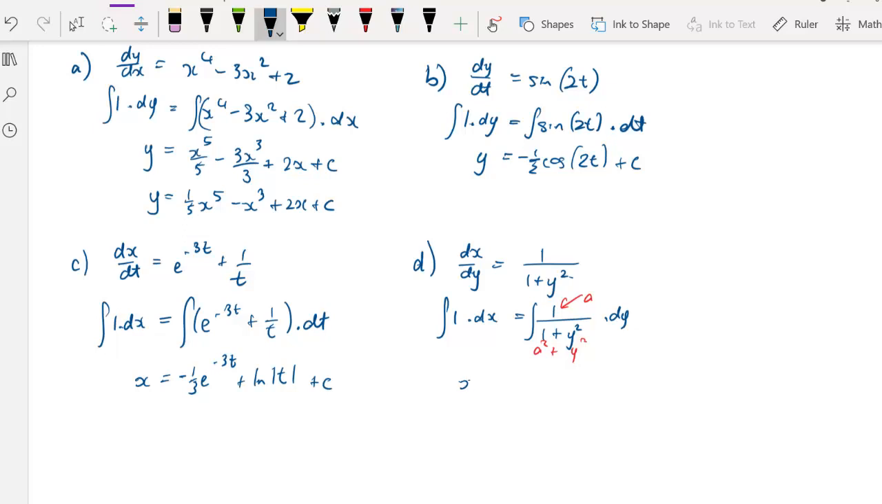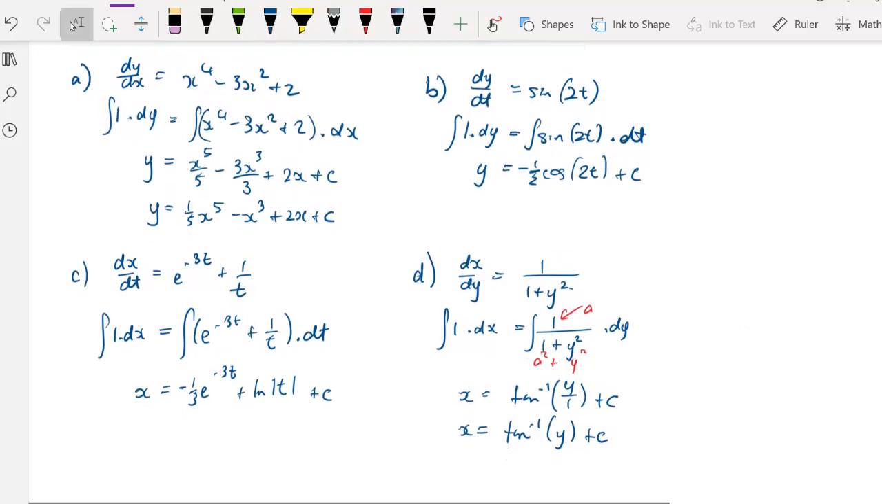So we have x is equal to arctan of y on 1, which of course is just y, plus c. So x is equal to arctan of y plus c. There we have it, 4 simple differentials in this form. Again, it's just a matter of applying different integral techniques that we've already covered in Unit 3.